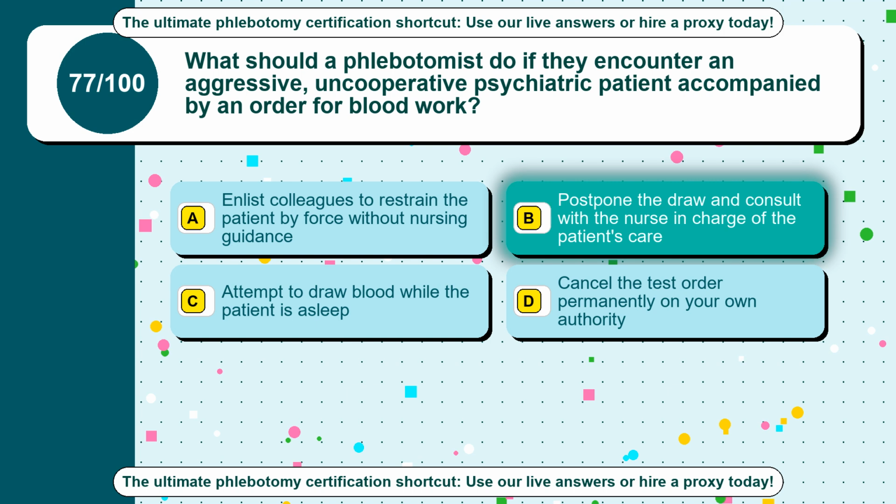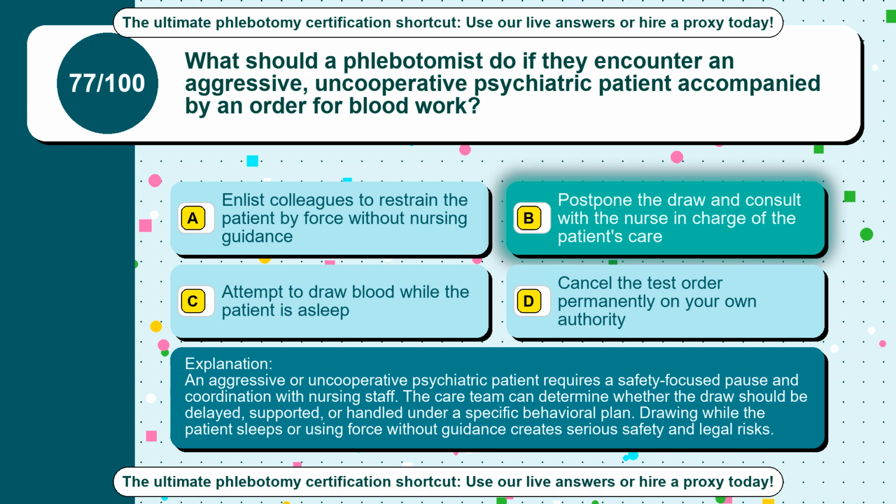The correct answer is option B, postpone the draw and consult with the nurse in charge of the patient's care. An aggressive or uncooperative psychiatric patient requires a safety-focused pause and coordination with nursing staff. The care team can determine whether the draw should be delayed, supported, or handled under a specific behavioral plan. Drawing while the patient sleeps or using force without guidance creates serious safety and legal risks.